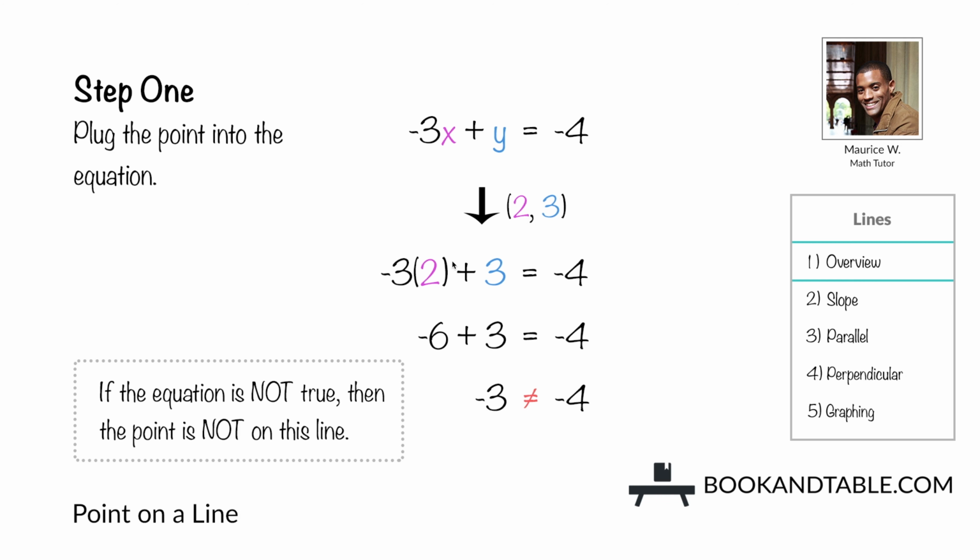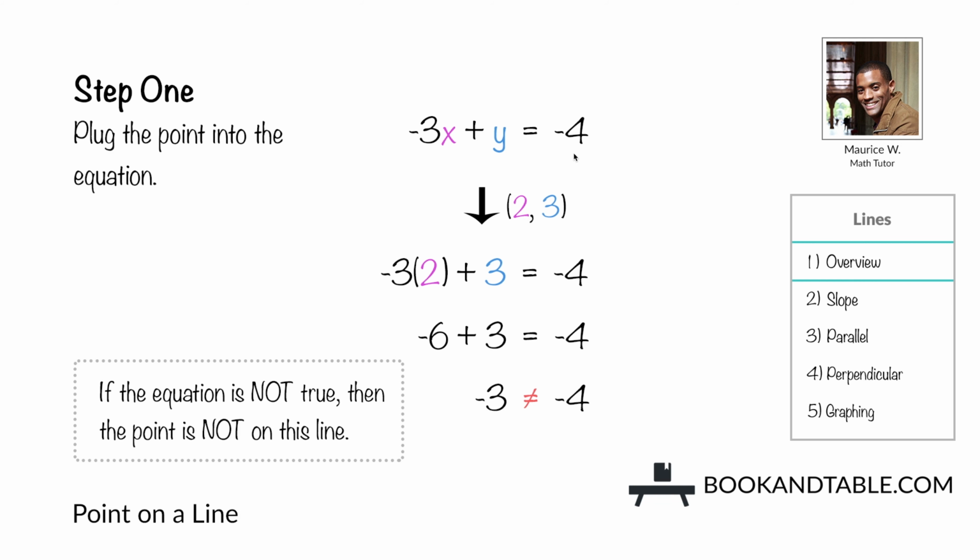So when we plug in 2 for x and 3 for y, we get negative 3 times 2, which is equal to negative 6, plus 3. Negative 6 plus 3 is equal to negative 3. And when we plug in this particular coordinate, the left side of the equation does not equal the right side, which means this is not true. And if the equation is not true, then the point is not on this line. So the answer would be no, 2, 3 does not exist on the line negative 3x plus y is equal to negative 4.